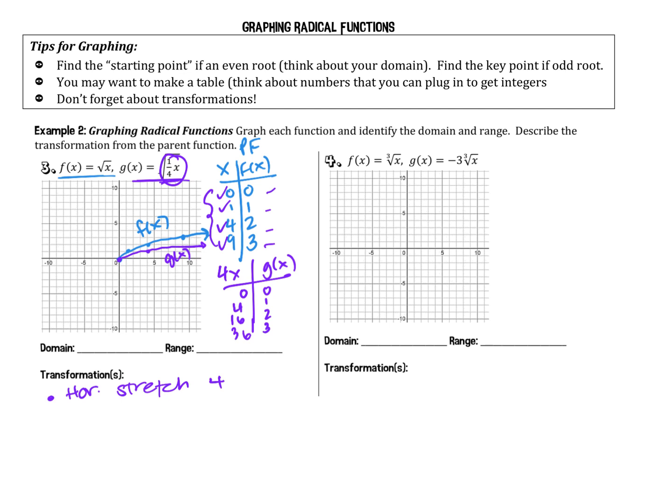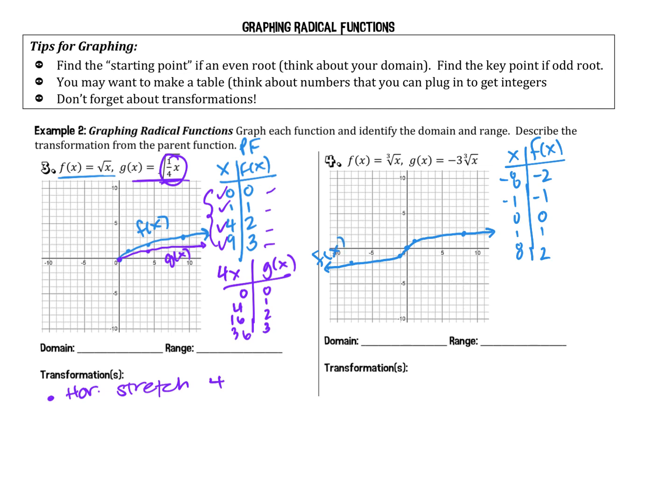So I'm going to go ahead and graph the parent function for number 4. So again, thinking about those basic values that when I plug in give me nice integer values, I'm thinking about my perfect cubes. So the cube root of -8 is -2. The cube root of -1 is -1. The cube root of 0 is 0. And so forth. I'm going to go ahead and plot those points and then connect them. All right, there we go. And I'm going to label this f of x because that's my parent function.